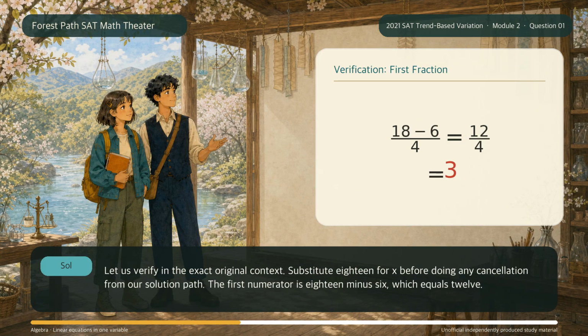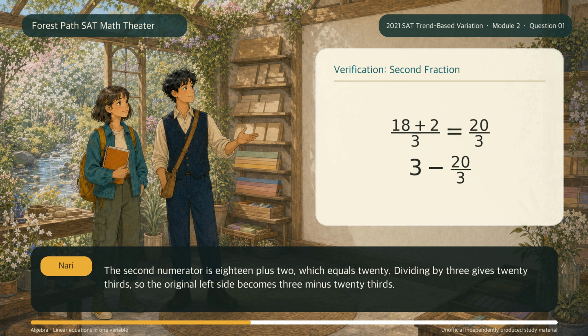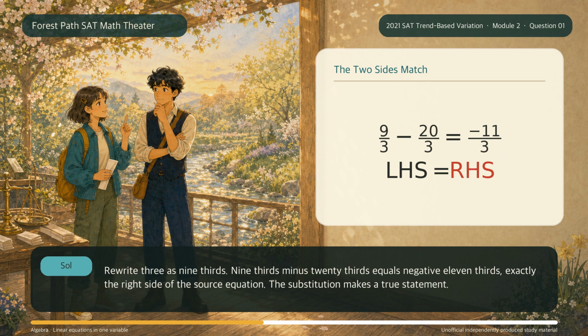Let us verify in the exact original context. Substitute 18 for x before doing any cancellation from our solution path. The first numerator is 18 minus 6, which equals 12. The second numerator is 18 plus 2, which equals 20. Dividing by 3 gives 20/3, so the original left side becomes 3 minus 20/3. Rewrite 3 as 9/3. 9/3 minus 20/3 equals negative 11/3, exactly the right side of the source equation. The substitution makes a true statement.